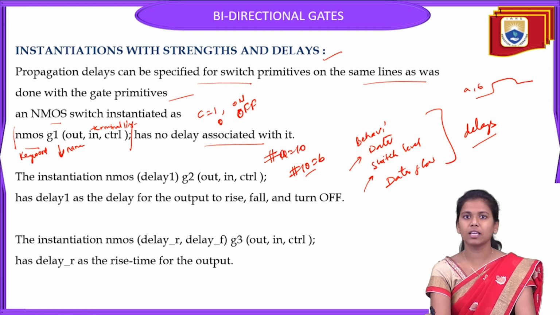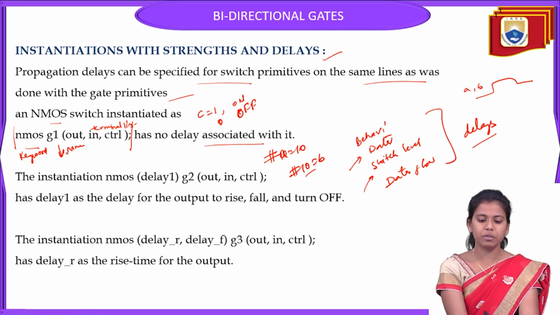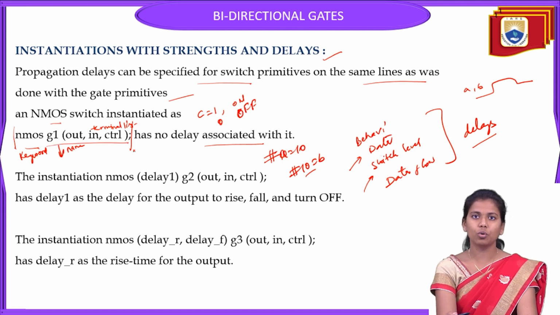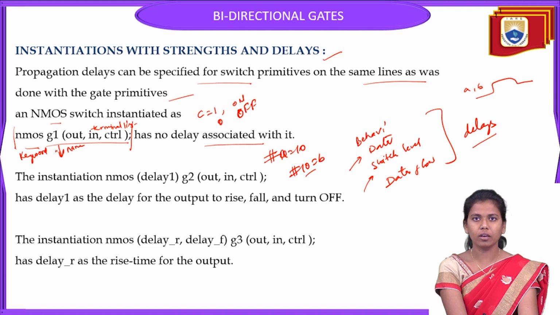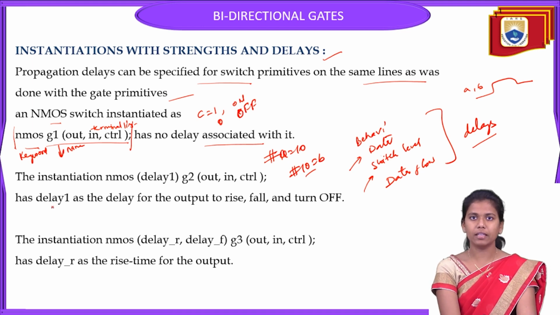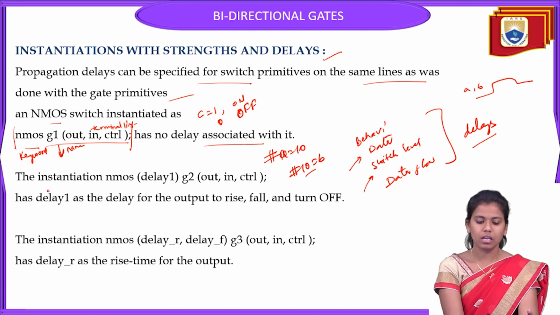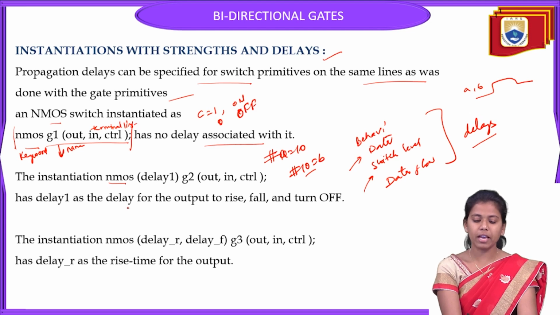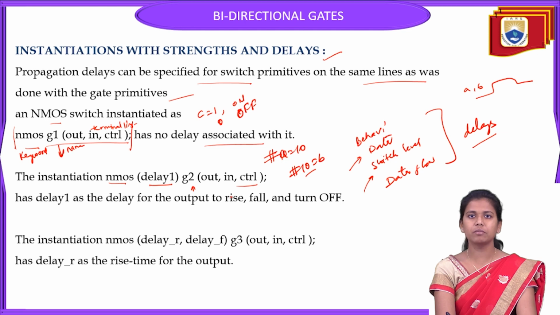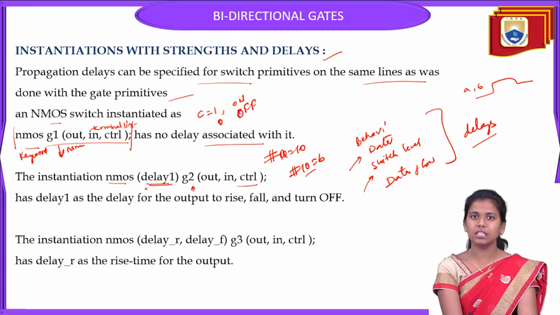But in switch level modeling, as per this statement, we don't have any delays, so we are not representing any delays here. For example, if a signal is propagating with some delay, then the instantiation of NMOS goes like this: here we have a delay, delay 1, followed by the gate, the digital circuit or module you are considering, and the terminal list. There is some delay in the signal propagation, so we need to represent it.